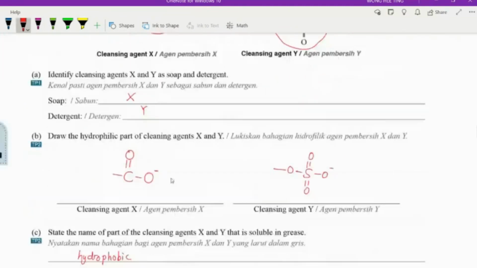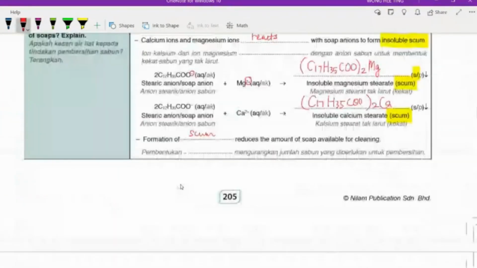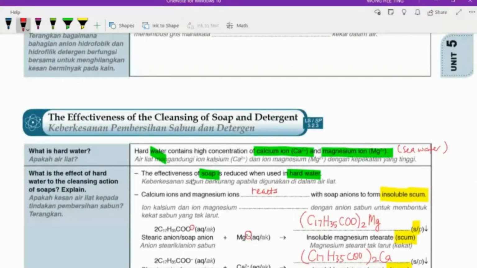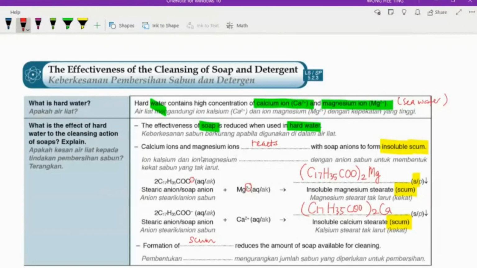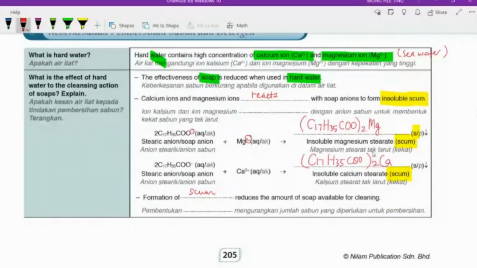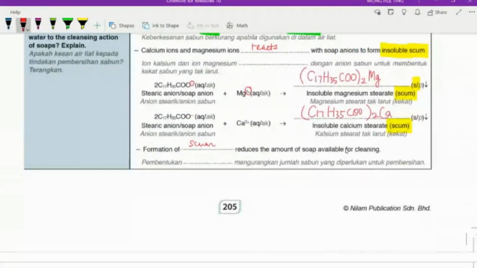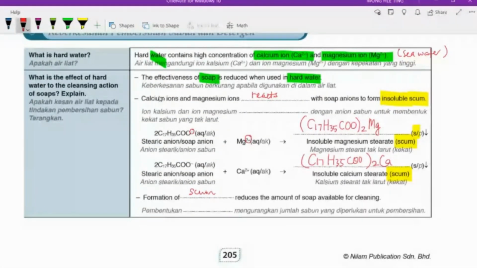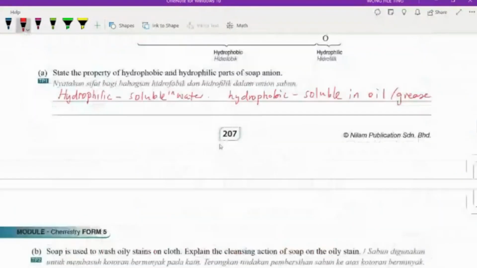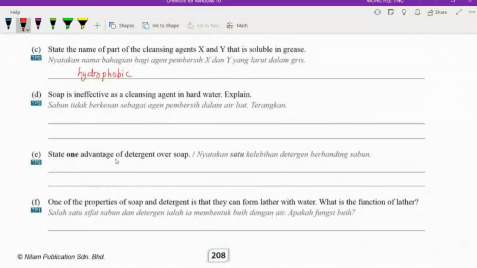So you can refer to here, the soap and detergent. Soap reacts with calcium ions and magnesium ions to form scum. Then the formation of scum reduces the amount of soap for cleaning. So these two points, point 1 and point 2, on page 205, this is your answer. Now state one advantage of detergent over soap.